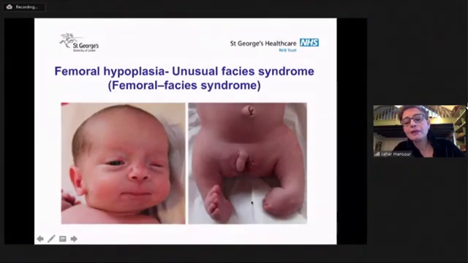And then it only affects the femora, so the lower limbs are very short, but the upper limbs and trunk are normal. The genetics for this condition is not known. There is an association with maternal diabetes, and I've seen it with gestational diabetes as well.